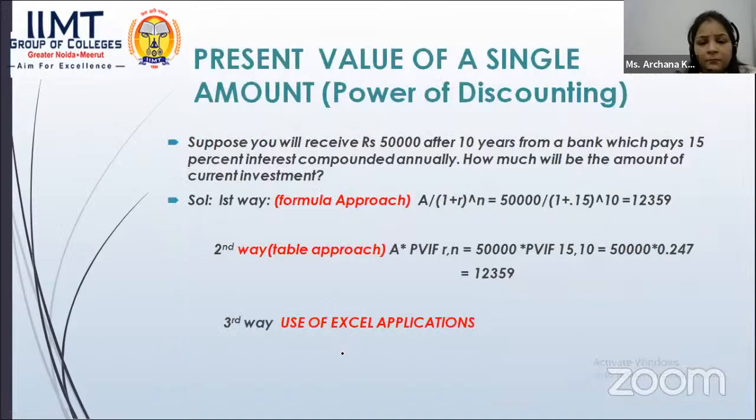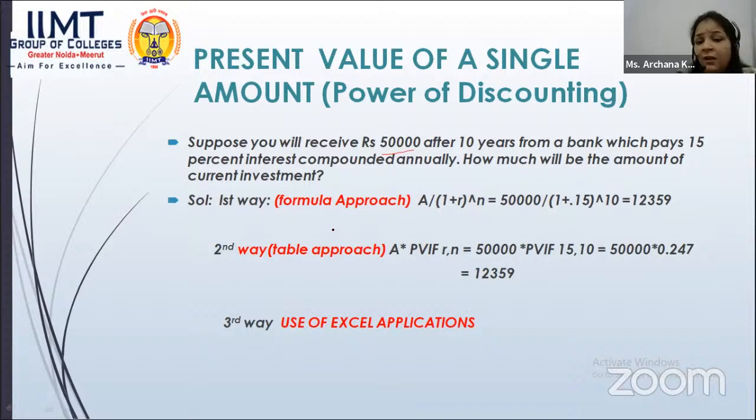Now we are done with compound value. Now we are concerned with present value. If we are considering present value, again we have a single amount or an annuity. First we'll do the single amount. Suppose you will receive 50,000 after 10 years. In this case, you are getting this amount after 10 years and you are concerned with calculating the present value of this particular amount. You are getting 50,000 after 10 years from a bank, in which you are getting an interest rate of 15% compounded annually. You want to calculate how much will be the amount of current investment. That means you want to calculate the present value of this rupees 50,000.